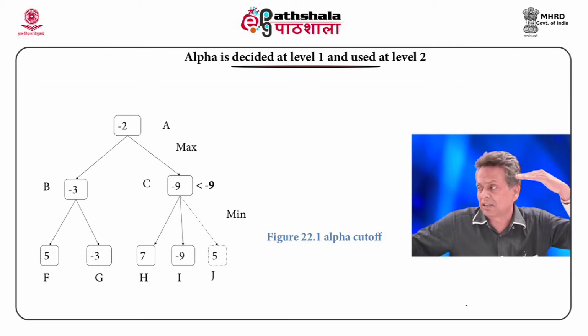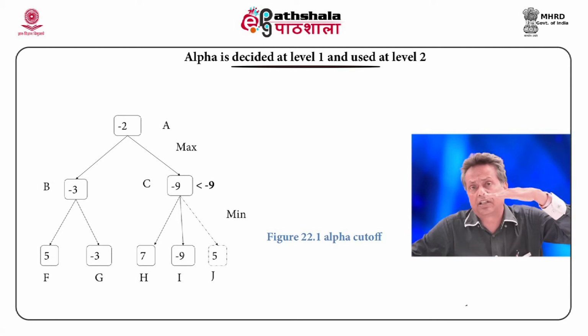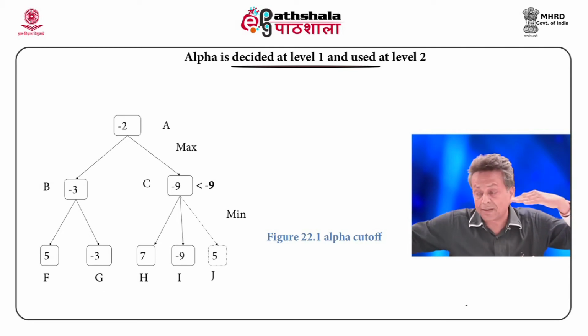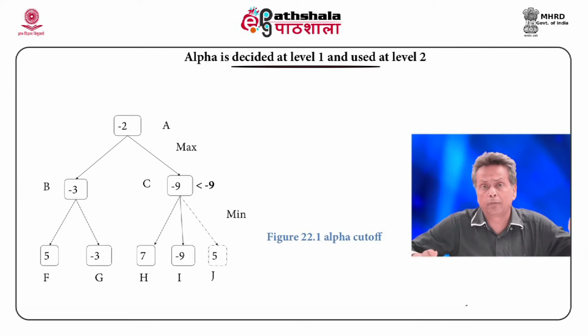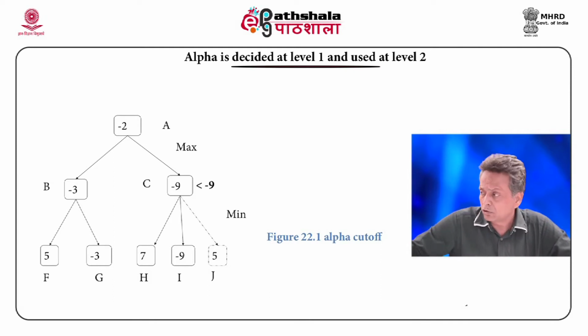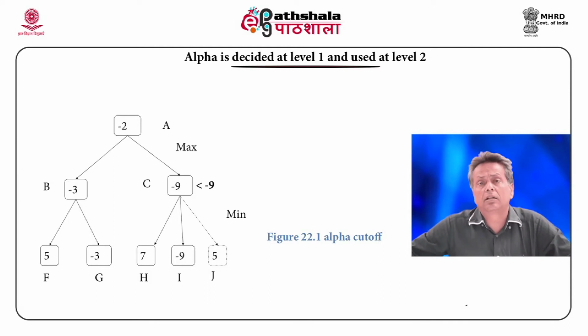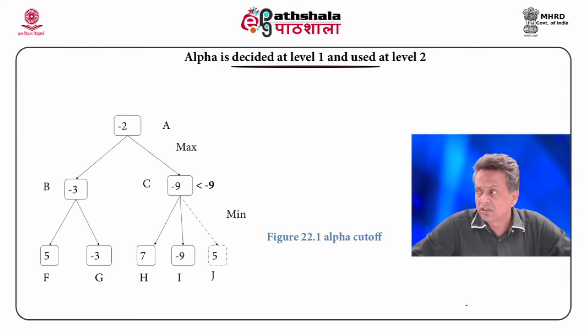Anything less than -3, I am not going to play this thing. So this is the highest value threshold that I am guaranteed, -3. If I get more, I will use it, otherwise I won't. Okay, I won't choose that. So I will not choose C. If I guarantee -3 from B, there is no point choosing C. So there is no point exploring any other node after I. So this is alpha cutoff.